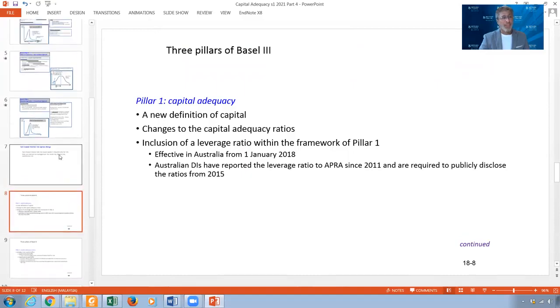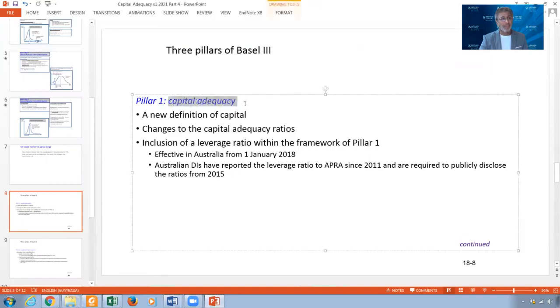Now, I think we are done with this. Just to recap what we have said: Basel III is actually 3 pillars. The first pillar is the capital adequacy requirements, whether we are using the internal model or the standardized model. If we are using the standardized model, this is a new definition for capital. We have to change the capital adequacy ratio.